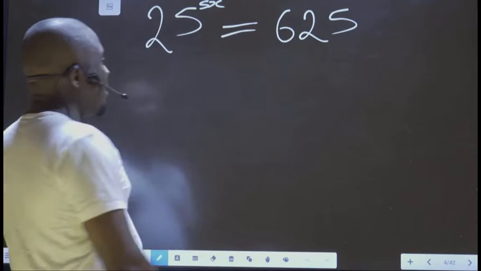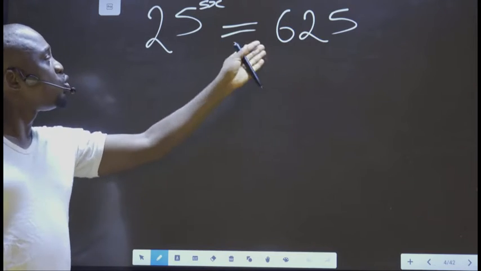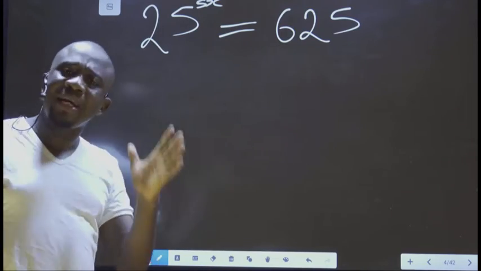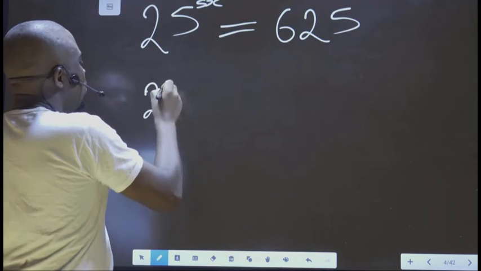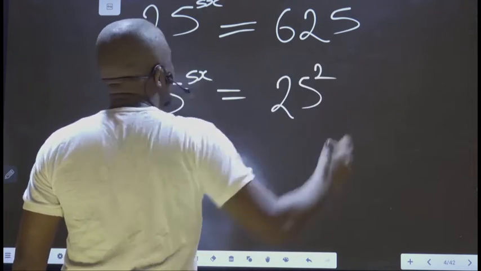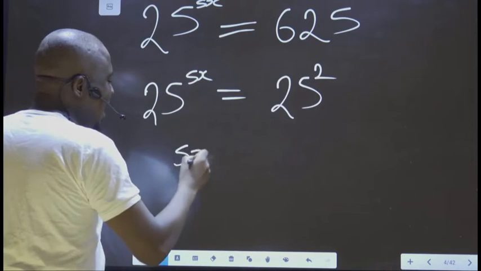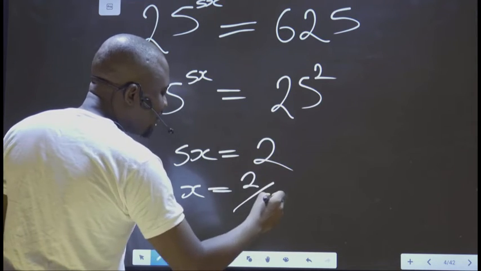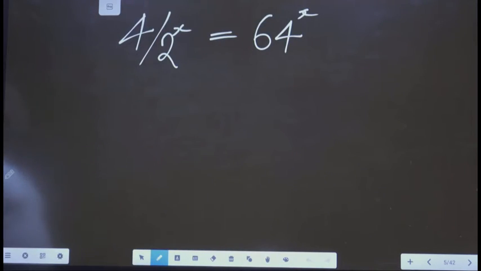Look at this. I will also think of this in terms of 25. What should I do to bring this one in the form of 25? You agree with me that 25 multiplied by 25 is equals to 625. Therefore, this 25, which is raised to power 5x, is equals to 25 raised to power 2. Therefore, these and these are equal because the base are equal. Therefore, 5x is equals to 2. S, therefore, is equals to 2 over 5. Okay?